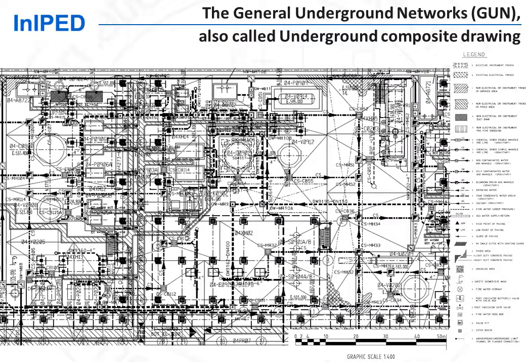Such coordination is done by civil by preparing the General Underground Networks Drawing, also called the Underground Composite Drawing. It shows all underground constructions and networks. Let's have a brief look at the various underground systems to better understand their contents. Let's start with the first one, which is designed entirely by civil, the Rainwater Collection Network.